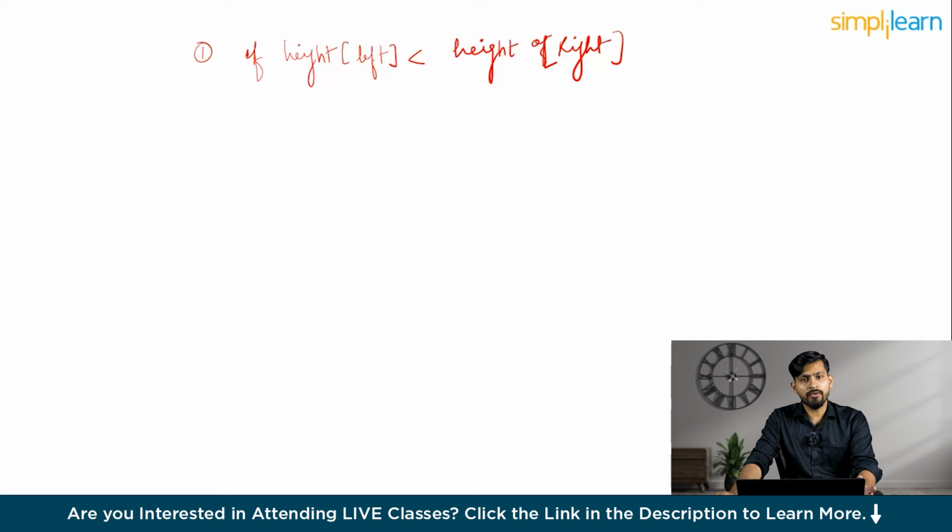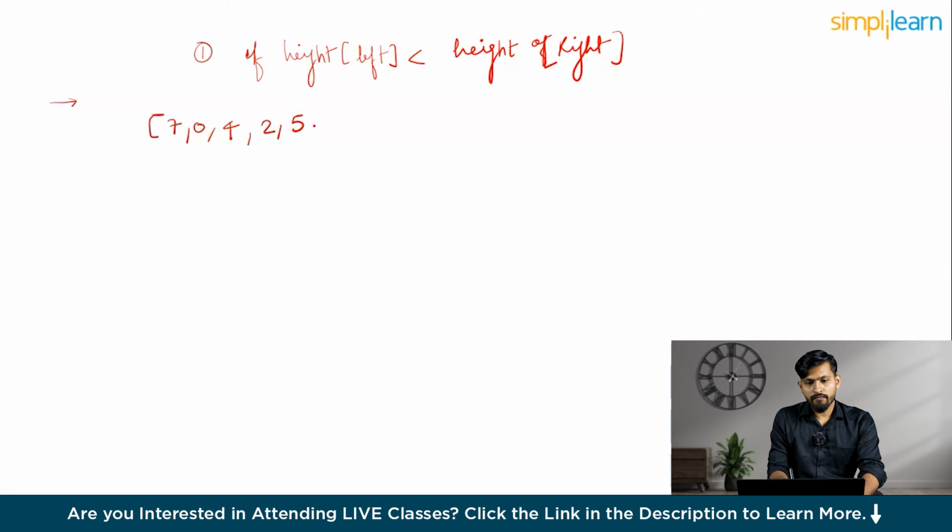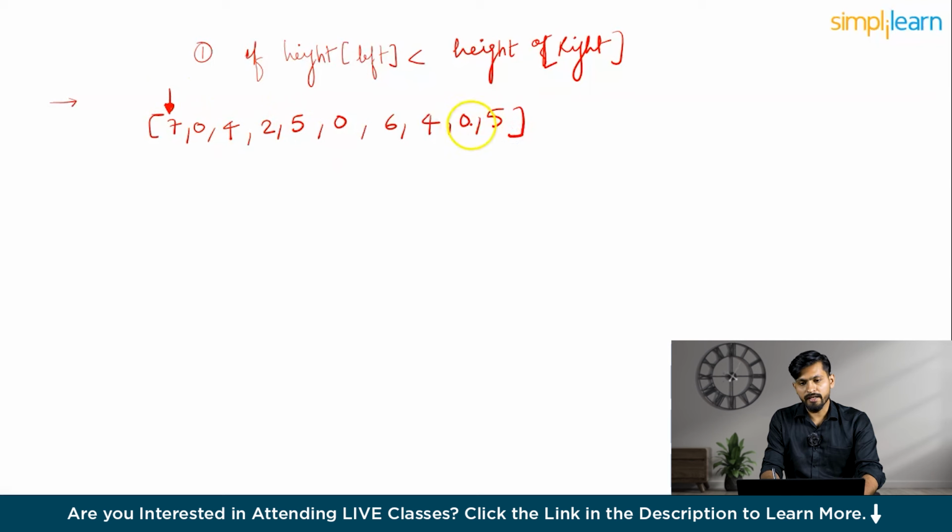Now, we are going to see the code and understand this. But before that, let us take an example and understand it in a better way. So suppose we consider this array: 7, 0, 4, 2, 5, 0, 6, 4, 0 and 5. We have two pointers, one initiated here and one initiated over here. This is our given array.